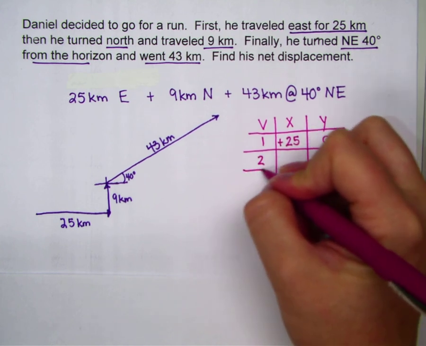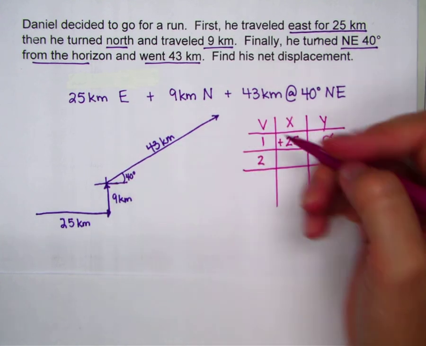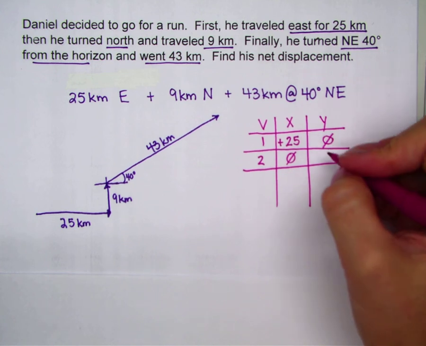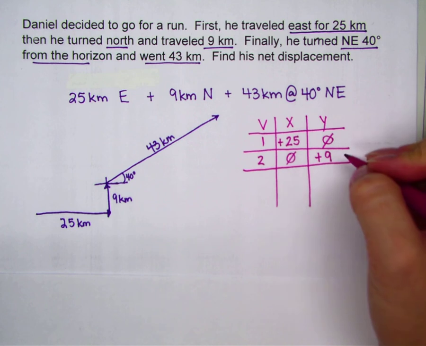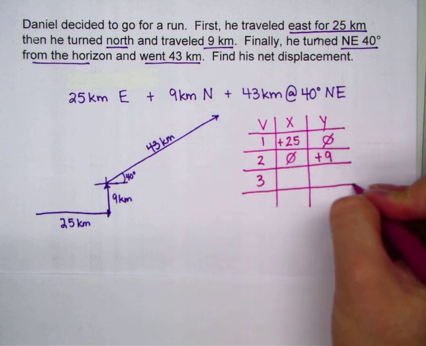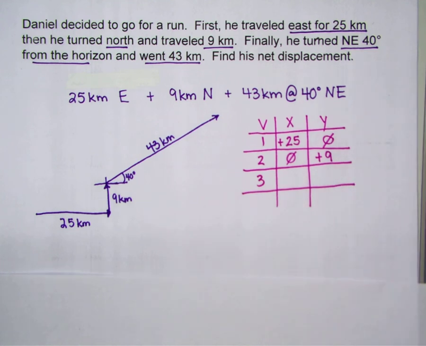Vector number 2 is all in the y direction, or vertical direction, so the x component is 0. Because it's going north, it's going to be positive 9. The third vector is the more complicated one we have to figure out. We can't just look at it and say, oh, 43, let me see, I'm going to put 15 in x and 27 in y. Those aren't even real numbers. I'm just making things up, okay?